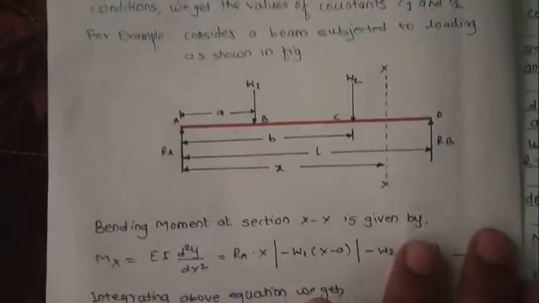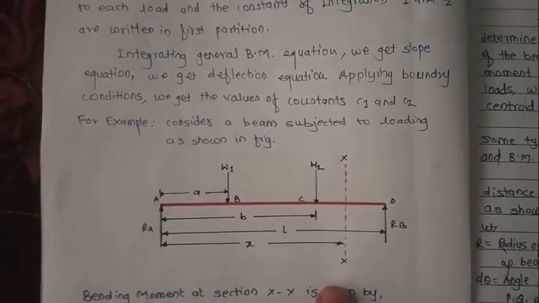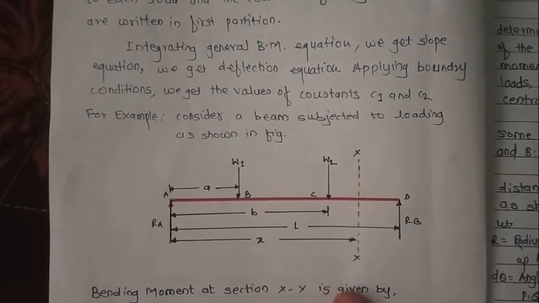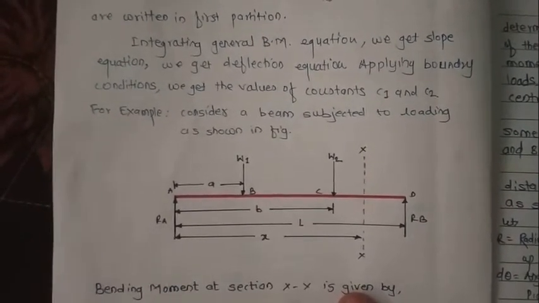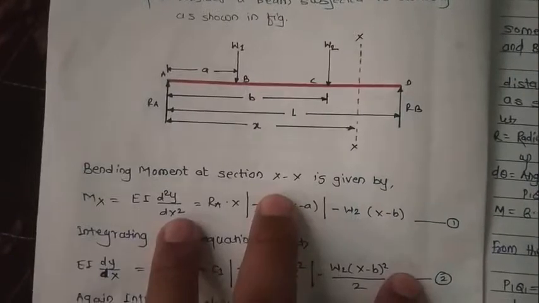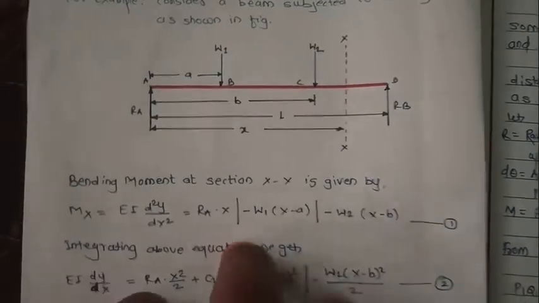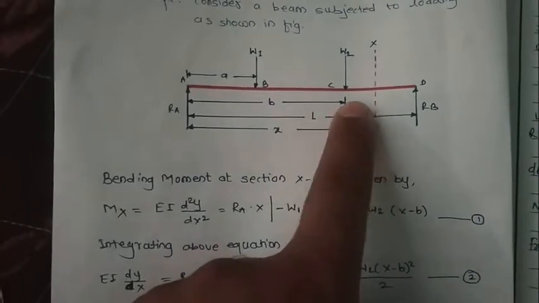Now see here, the bending moment at section XX. First, we integrate the general bending moment equation to get the slope equation. Again we integrate the slope equation, and we directly get the deflection equation. If we put in the boundary conditions to find C1 and C2, we get the slope and deflection. So first, the bending moment at section XX is given by W1 into its perpendicular distance, next W2 into its perpendicular distance, and RA into its perpendicular distance.